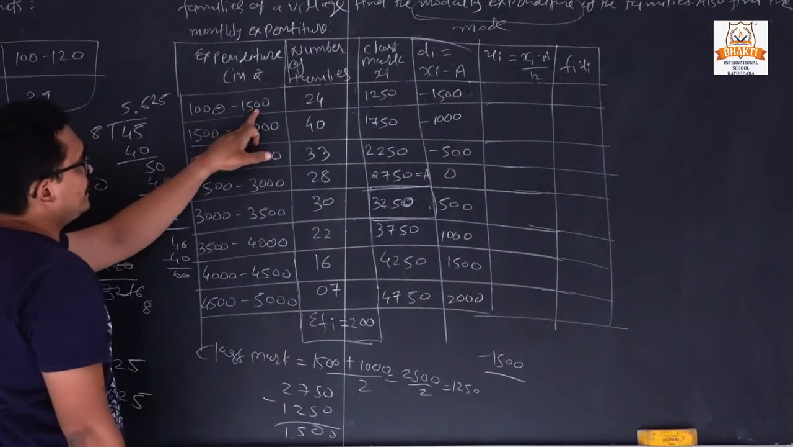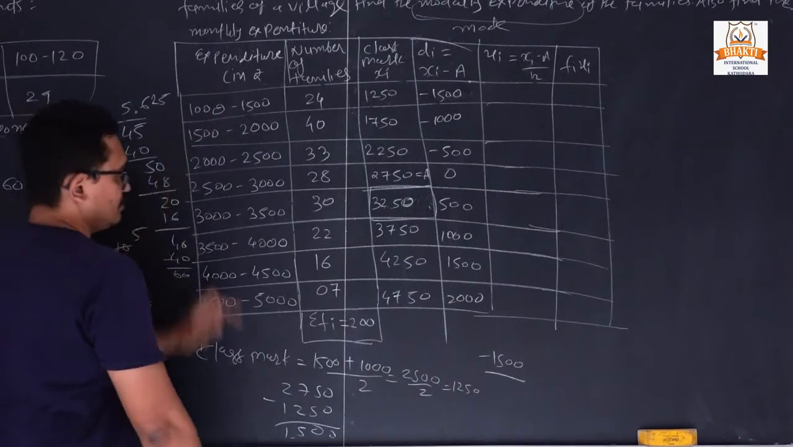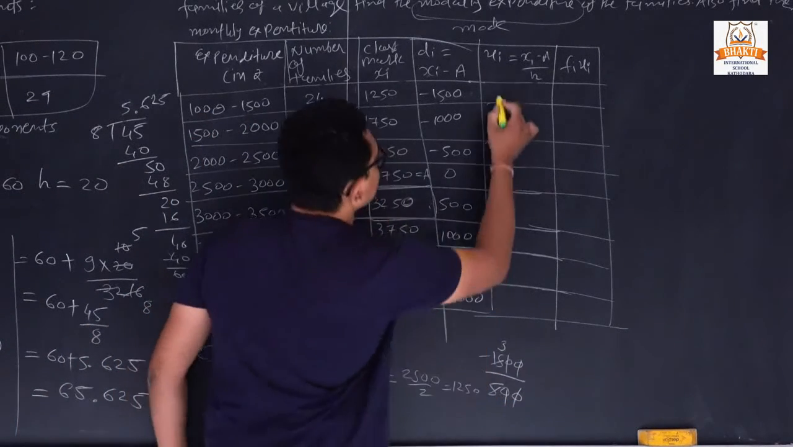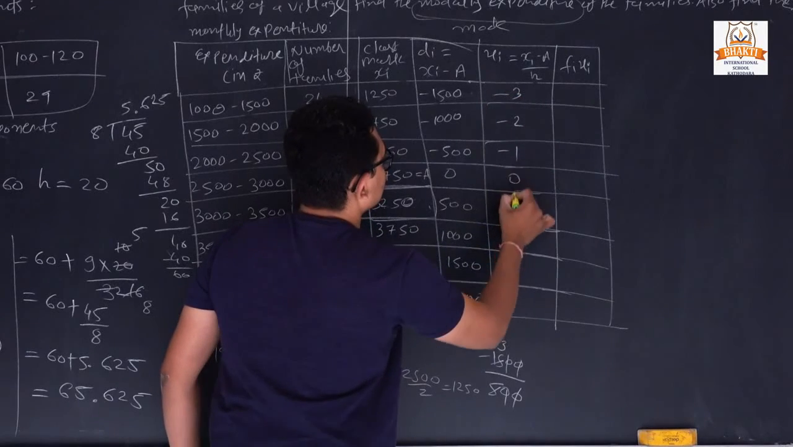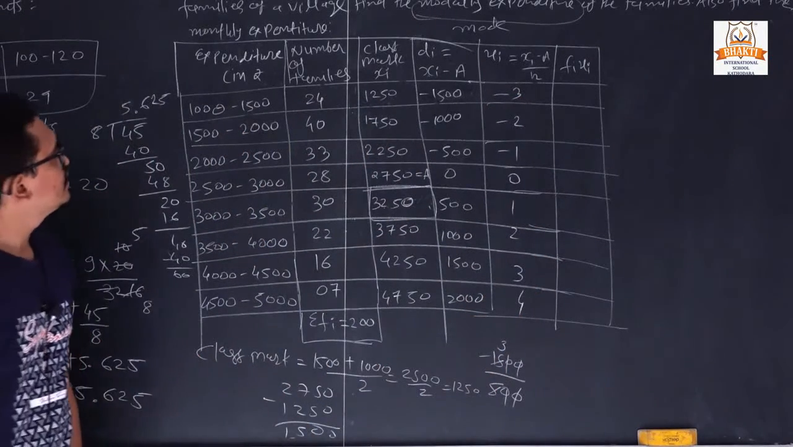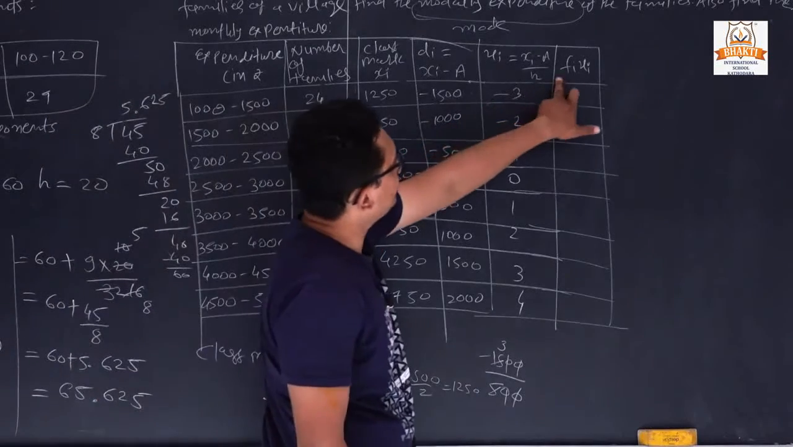So how can we find h? 1500 minus 1000. So it is 500. So cut the zeros, 5 by 5 is 1... So minus 3, minus 2, minus 1, 0, 1, 2, 3 and 4. So now the last column, fi ui.